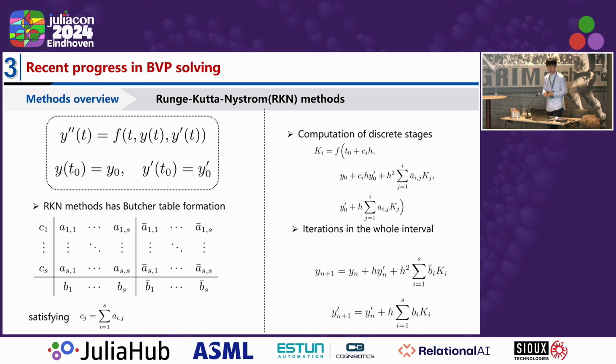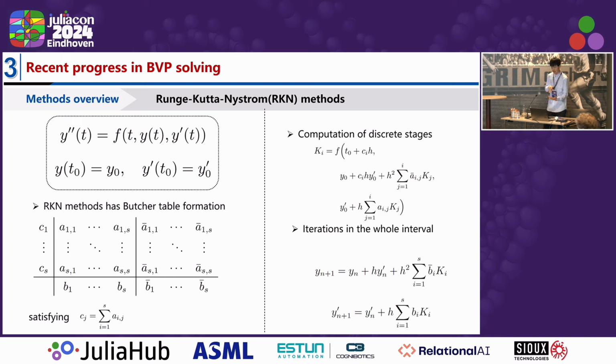Before we go any further, we need to learn some basic ideas of Runge-Kutta-Nystrom methods for second order initial value problems. Instead of directly transforming the second order IVP to several first order ones, we can directly use RKN methods, that's the Runge-Kutta-Nystrom methods, to solve the second order initial value problem. For example, we have a second order IVP with the initial value and the derivative of the initial value.